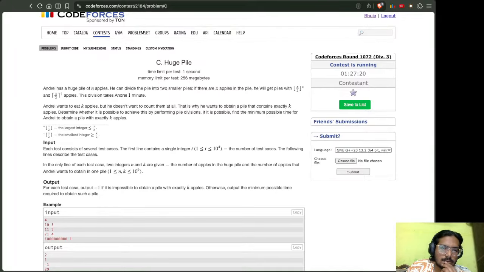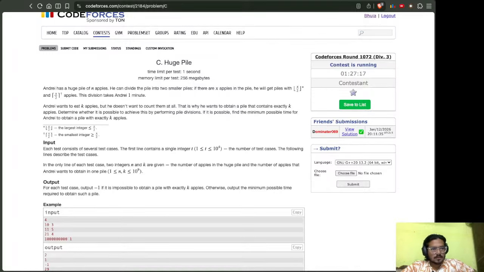Andrea has a huge pile of N apples. Okay. And out of pages. Oh my god, man. I'm out of pages.